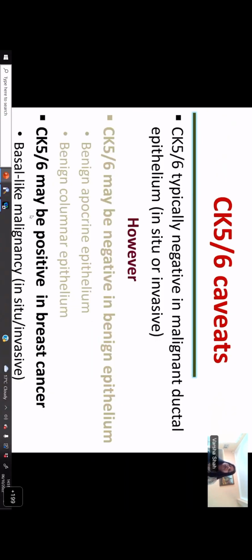Okay, so when is CK5 positive in malignant epithelium? When you get basal-like malignancy, whether it is high-grade basal-like DCIS or basal-like invasive carcinoma, your CK5 is going to be negative, but it will be high-grade. So your differential diagnosis is not going to be low-grade DCIS versus usual hyperplasia. It will be usual hyperplasia versus high-grade DCIS, which usually is not a problem to differentiate. So just remember that CK5 will be positive in basal-like malignancy.